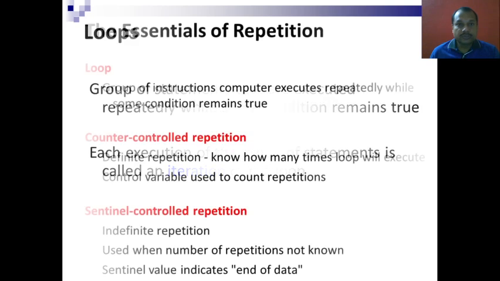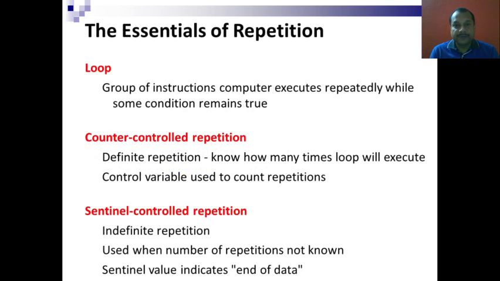Okay, so the essentials of repetition in a loop, as I mentioned, is a group of instructions the computer executes repeatedly while some condition remains true. Now this condition can be of two types, and based upon that I can broadly classify loops into two groups. One is counter control repetition, another is sentinel control repetition.